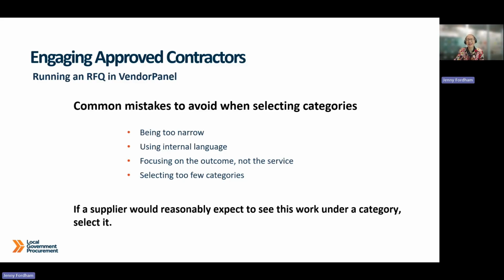And four, selecting too few categories. If your request fits more than one category, select them all to reach the right suppliers. And the key rule to remember, which you'll see in bold: if a supplier would reasonably expect to see this work under a category, then select it.